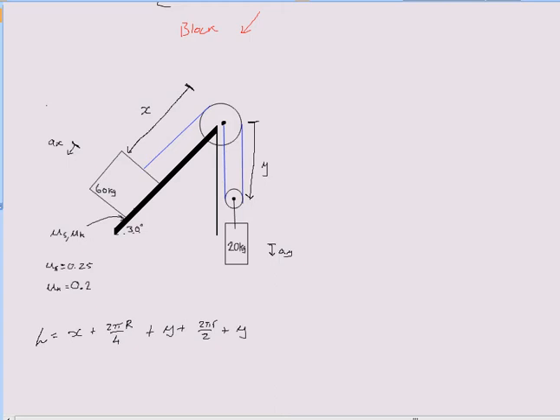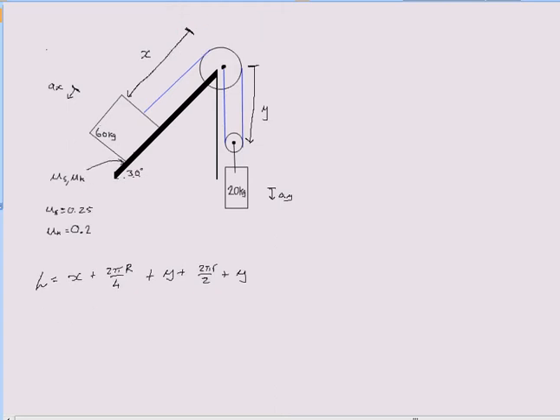Well, first of all, we need to establish that x is actually a function of time, and y is a function of time too, right? Considering that this block is actually moving downhill, and we know it is now, this distance x will change depending on the value of time. Likewise, this distance y will change as a value of time as well. So they're not constants. These are actually functions of time right here.